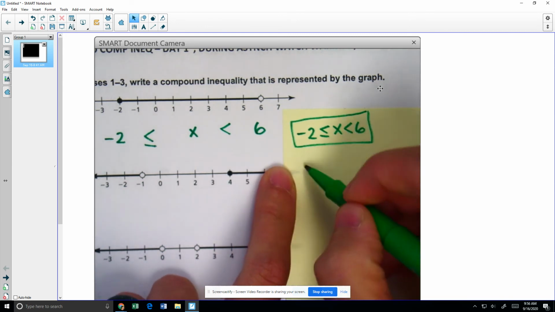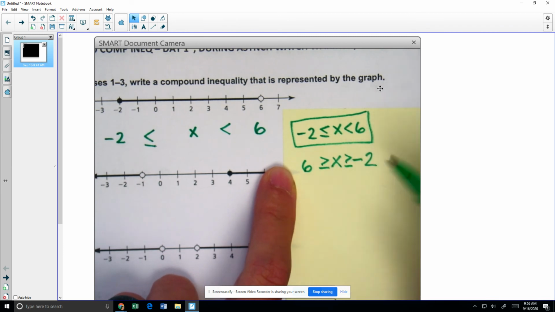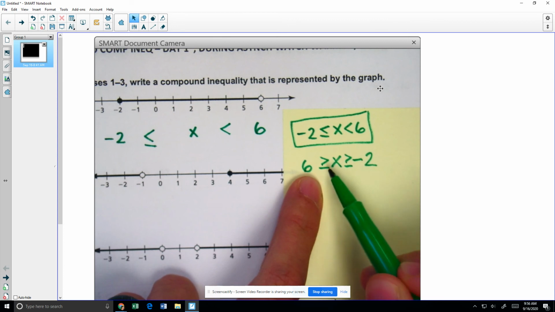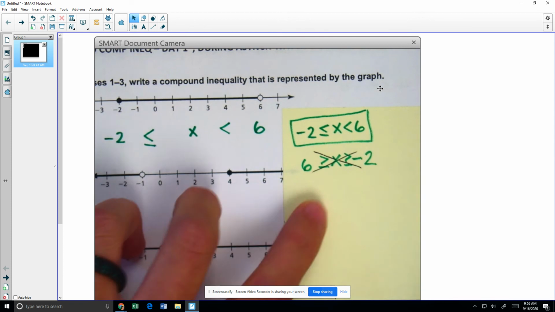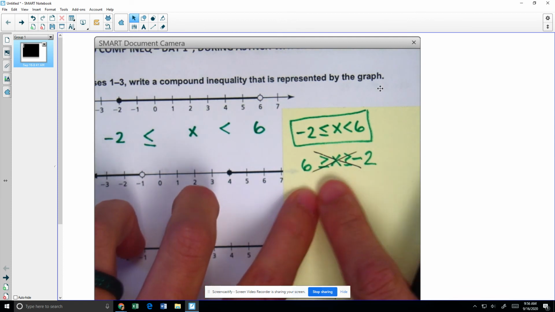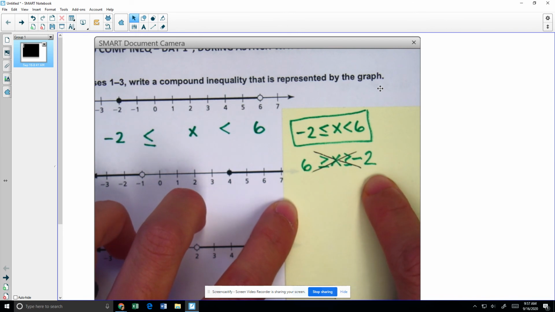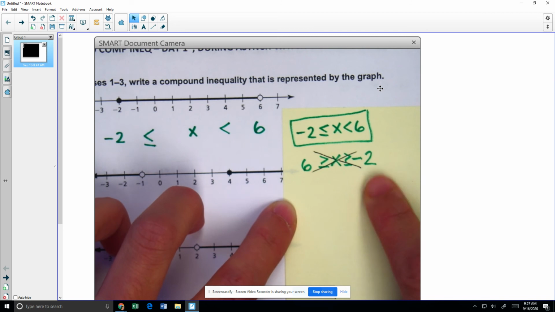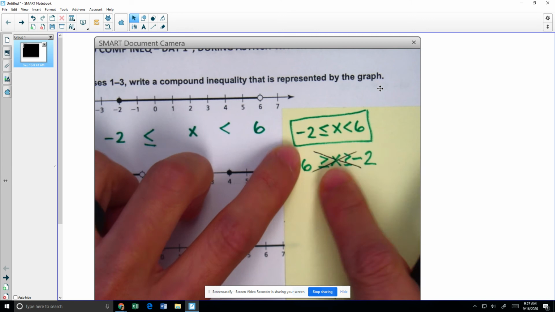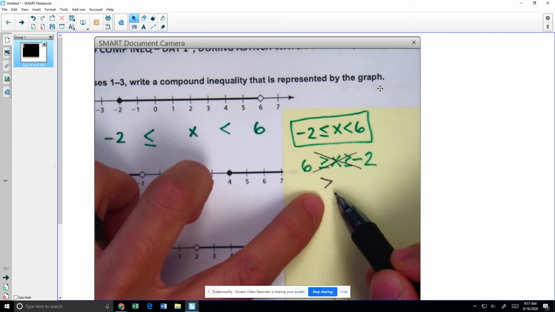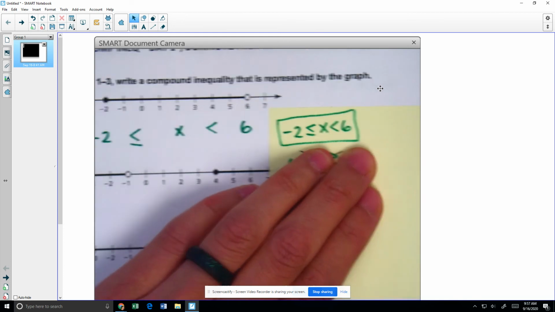If you flipped it and you said 6 on the left, -2 on the right, and then you had them going like this, it's technically the same thing, right? I'm just reversing everything, but this is not okay. This would be wrong. The reason why this way is wrong is because you always have to have the smallest number on the left and the biggest number on the right, just like how you have a number line in math. Smallest comes first and then the biggest. Okay, so you know that your alligators always eat to the right. They're never going to eat in this direction when you write it as a compound inequality. Okay, so this is your answer.